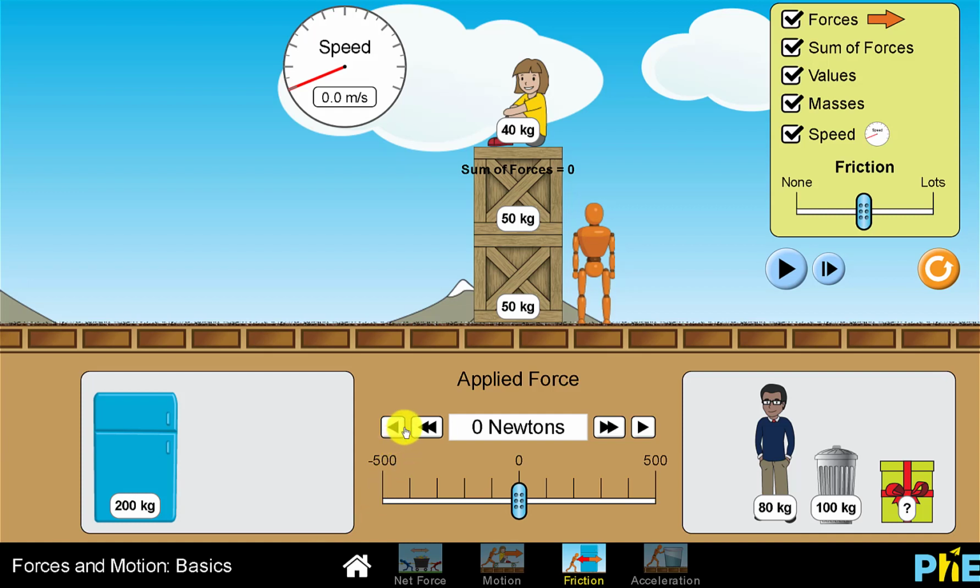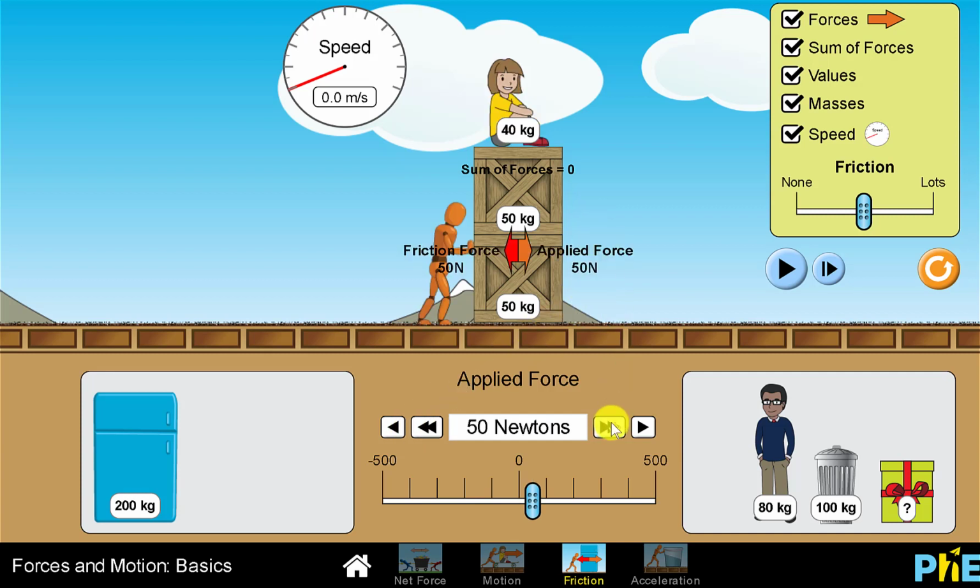Let's take a look. We have a man who is going to try pushing, and he pushes 50 newtons onto this set of two crates with a little girl sitting on top. He pushes with 50 newtons, and the force of friction is 50 newtons. They're equal, and they're not moving. Let's just decrease this to 45, for a reason. You'll find out in a second.